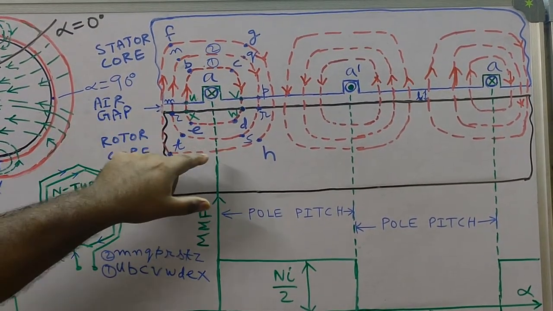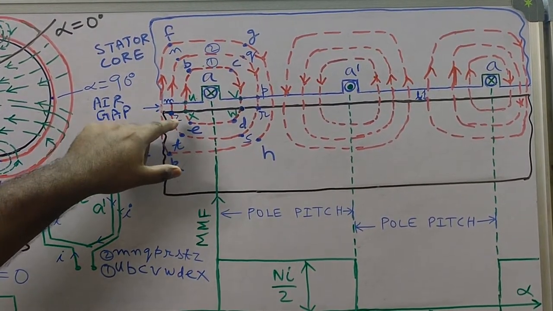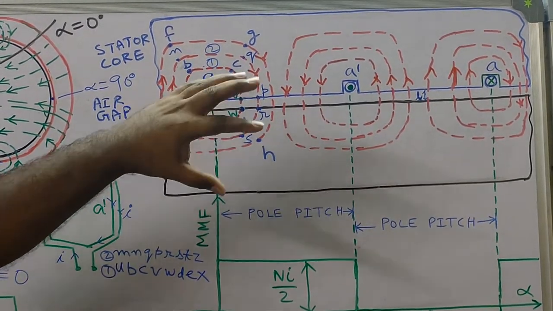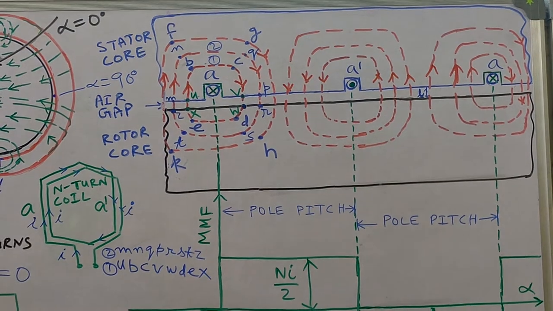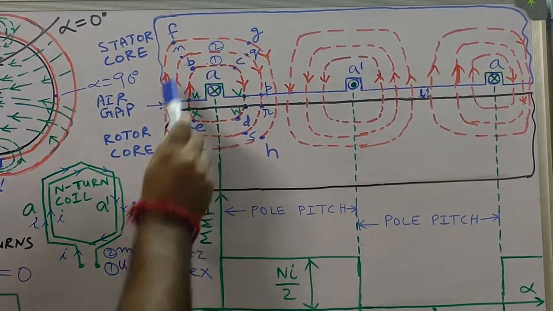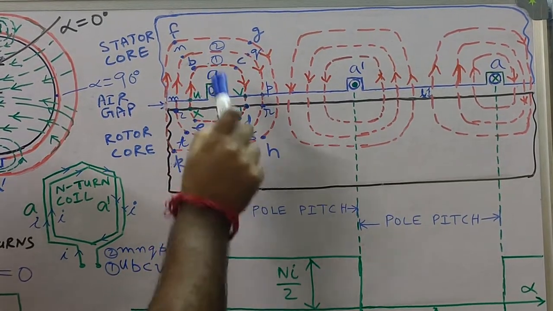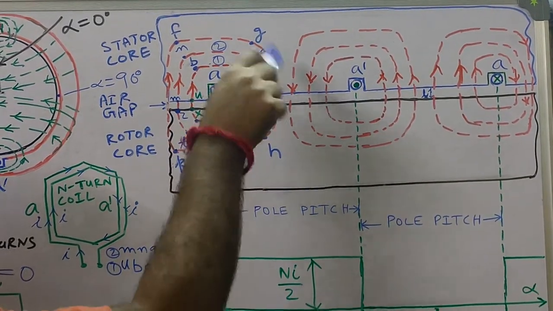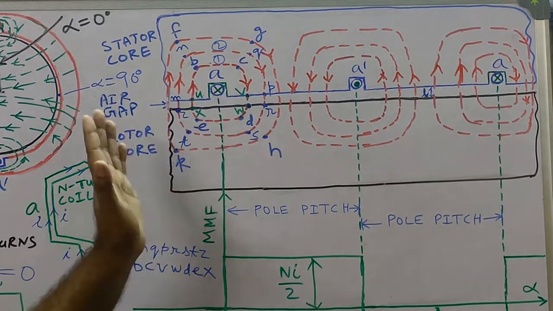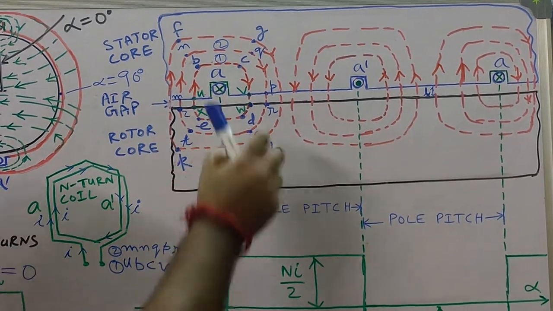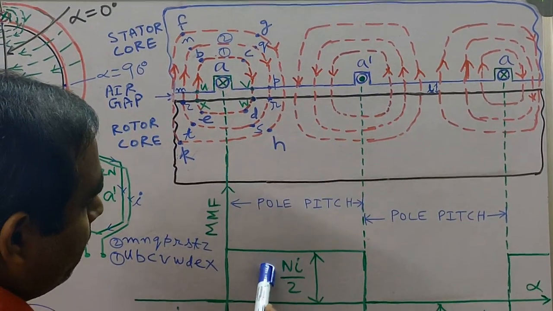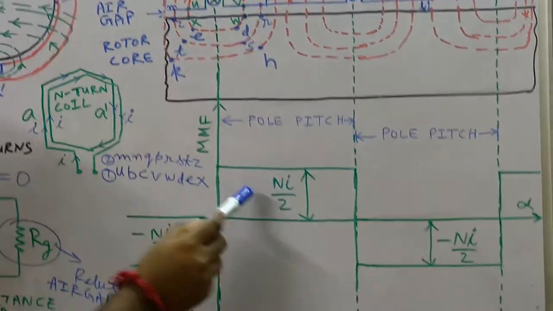So it is immaterial whether the length of the magnetic path in the iron core of the stator and rotor is longer or shorter because they do not count. The only thing that counts is the length of the air gap. Now, you choose any path, the length of the air gap is always going to be the same. So the drop in MMF in the air gap will be the same. According to this logic, the drop in MMF between this point A and A' will always be Ni by 2. Now why is it becoming Ni by 2?